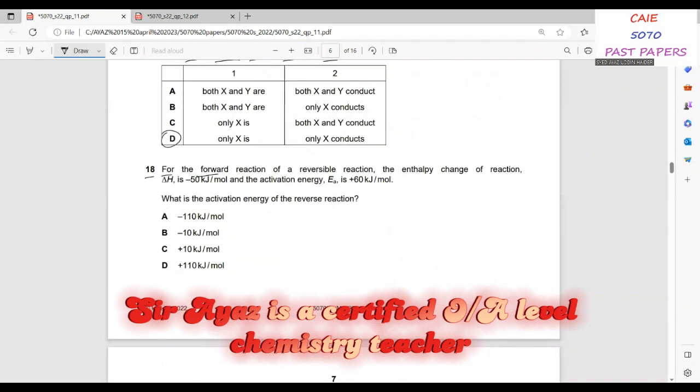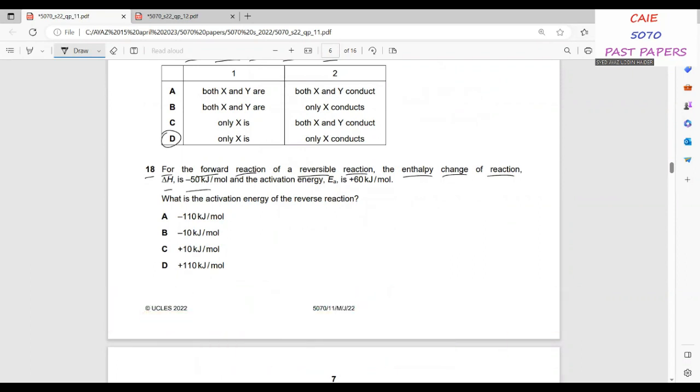18. For the forward reaction of a reversible reaction, the enthalpy change of a reaction, delta H, is minus 50 kilojoule per mole, and the activation energy EA is plus 60 kilojoule per mole. What is the activation energy of the reverse reaction? So the enthalpy change for the forward reaction is given, delta H is minus 50. What about activation energy? It's also given. EA is plus 60.